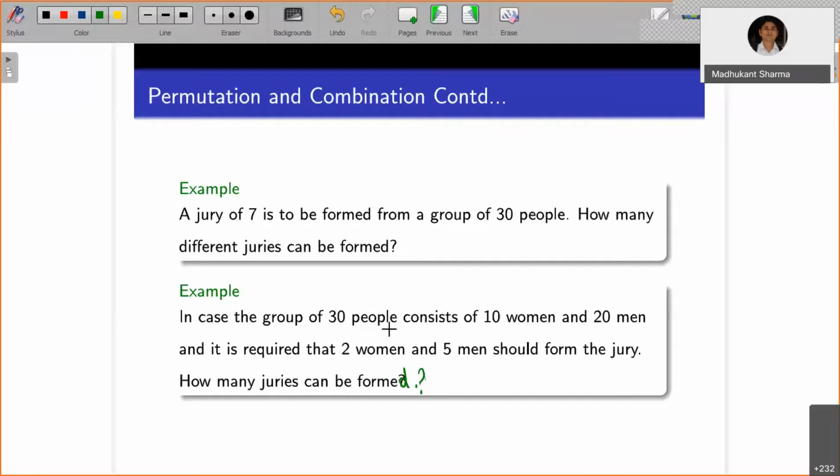So in the group of 30 people, you have 10 women plus 20 men, and it is required that there be 2 women and 5 men. Out of 10, 2 women can be chosen, and the jury is still formed, so it's a simultaneous task. Out of 20, there should be 5 men. Here, for women, order is immaterial, and similarly for men, so that's why we use combinations. The number of juries is something like 6,97,608. You can calculate it by calculator.